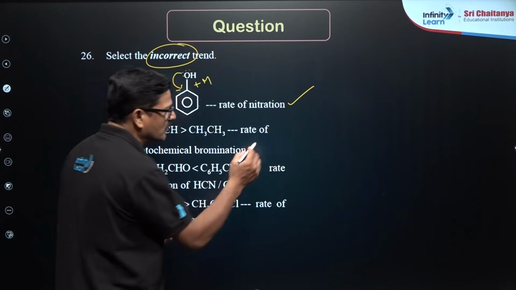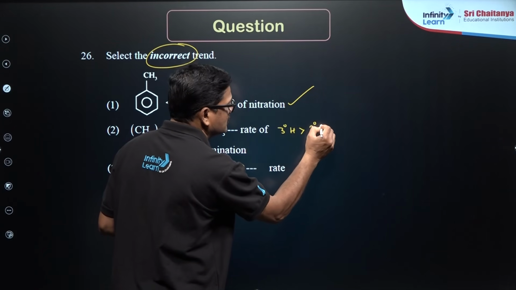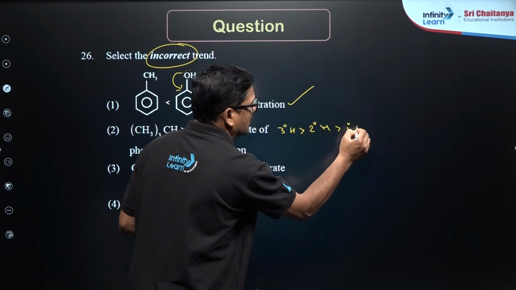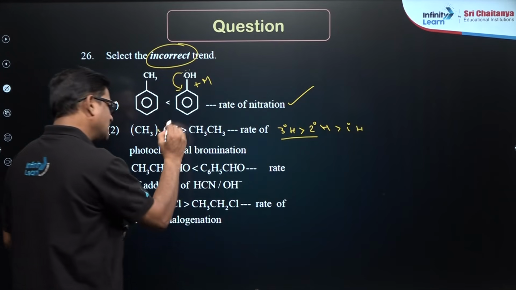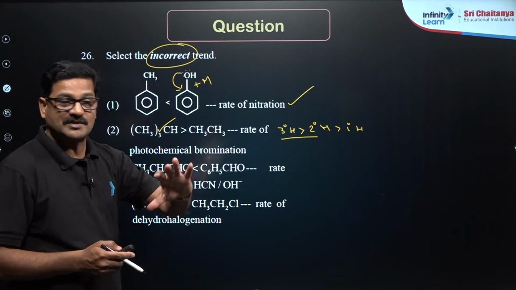In the rate of photochemical reaction, tertiary hydrogen is more reactive than secondary hydrogen, which is more reactive than primary hydrogen. Therefore, this is also correct. And this is a free radical substitution reaction.